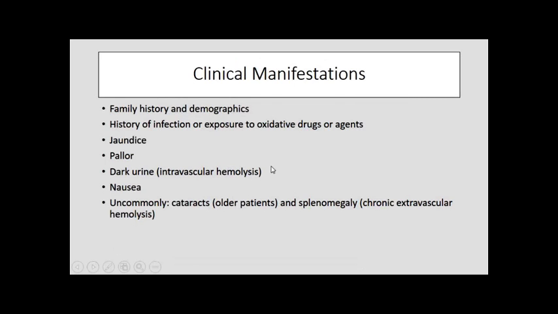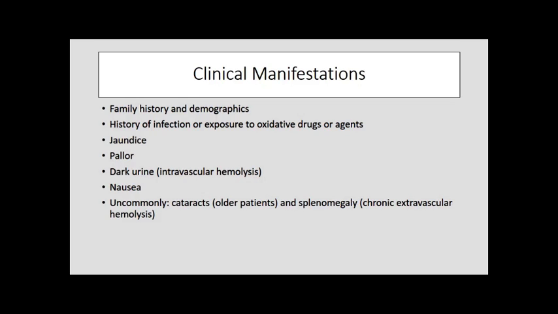Here we have the clinical manifestations. With this condition, you have to look for someone that has a family history or comes from an area or an ethnic group in which this condition is frequent. They can have a history of infection or exposure to any food or drug that causes oxidative stress. And they can have the signs and symptoms of anemia and hemolysis, pallor with jaundice, dark urine, which means that there is an intravascular hemolysis.